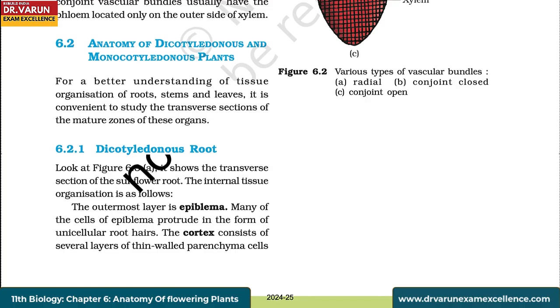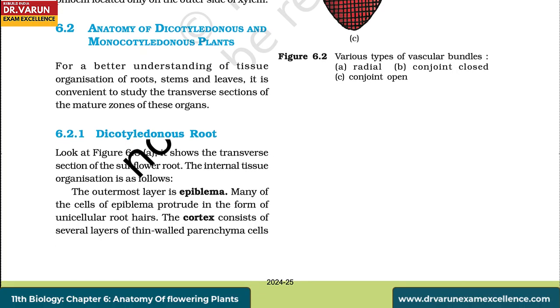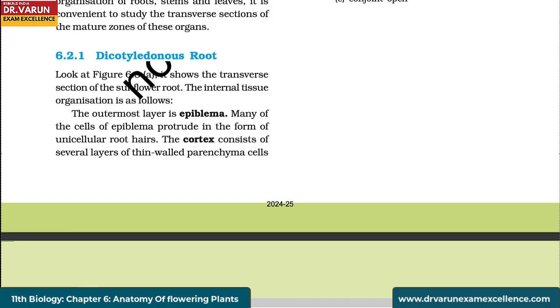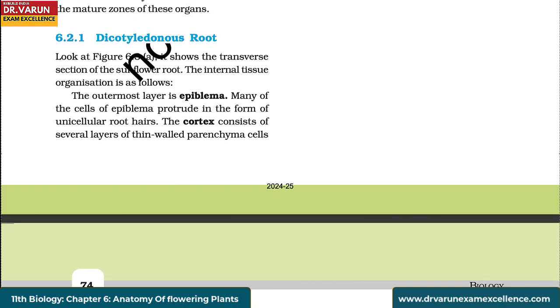Anatomy of dicotyledonous and monocotyledonous plants. For a better understanding of tissue organization of roots, stems and leaves, it is convenient to study the transverse sections of the mature zones of these organs. Dicotyledonous root. Look at figure 6.3a. It shows the transverse section of the sunflower root. The internal tissue organization is as follows.